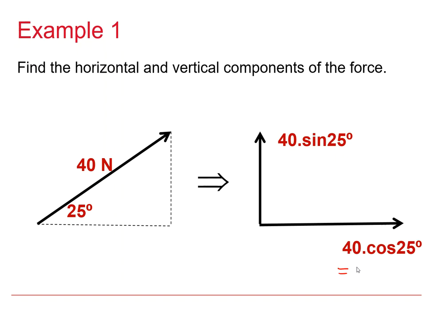So that 40 cos 25 degrees is 36.3 newtons. That's to one decimal place. And 40 sine 25 degrees is 16.9 newtons to one decimal place. Now, I didn't necessarily have to do that final step.